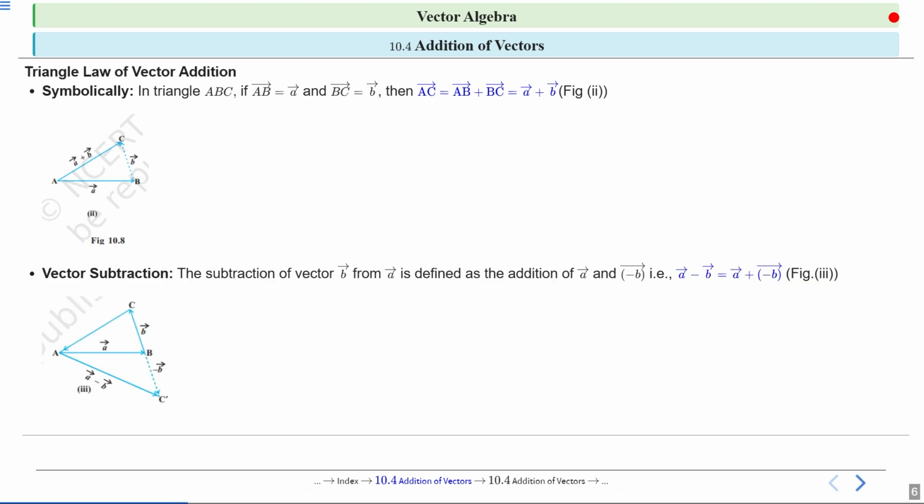Next is vector subtraction. The subtraction of b vector from a vector is defined as the addition of a vector and minus b vector. That is, a vector minus b vector is basically a vector plus minus b vector, right? This concept is crucial because it shows how subtraction can be visualized as adding a vector in the opposite direction. This understanding will be useful when solving problems involving vector operations, right?